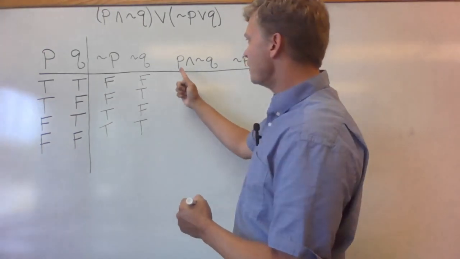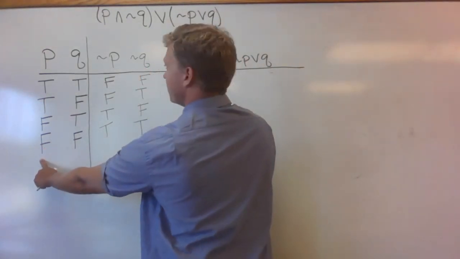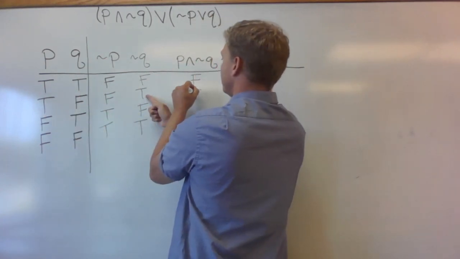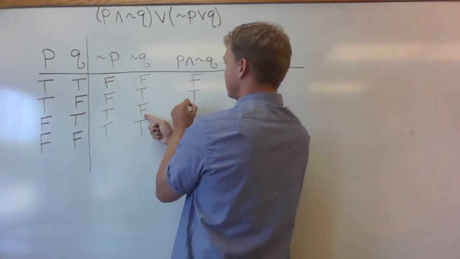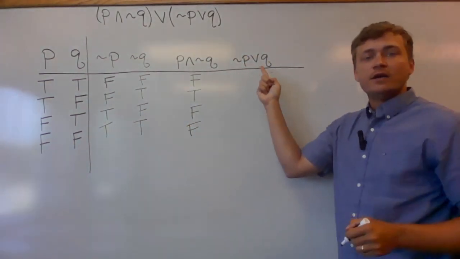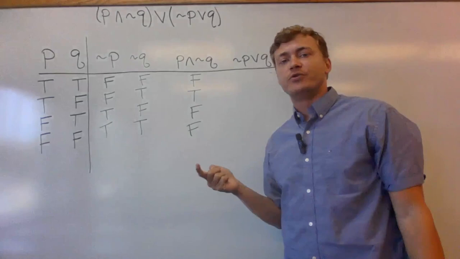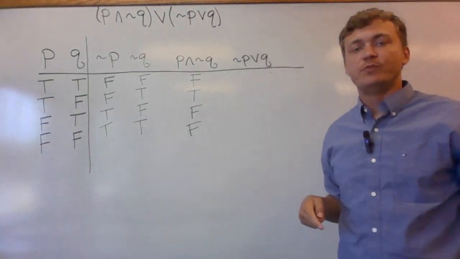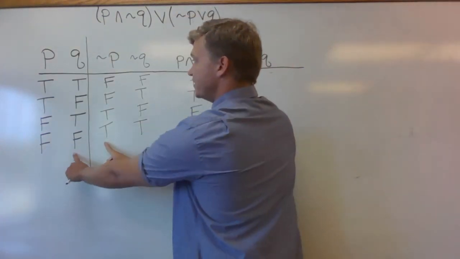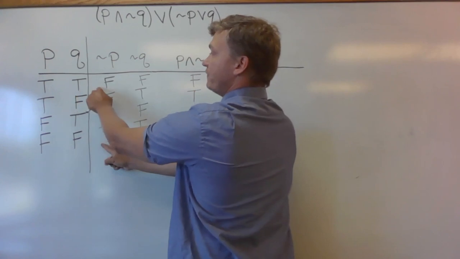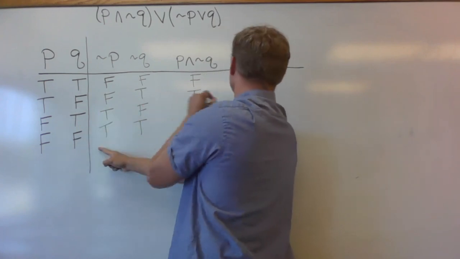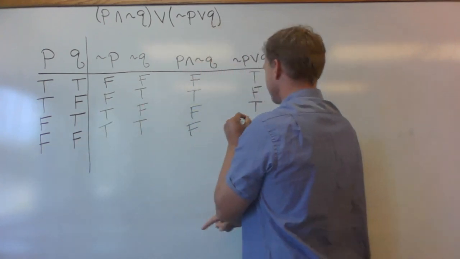Let's see what happens. P, not Q, so I'm using these two columns here. True, false is false. True, true is true. False, false is false. False, true is false. However, right, for the disjunction, the OR statement, majority of them will be true. As long as one of them has a true in it, then the disjunction will be true. Both have to be false for the disjunction to be false. Not P as well as Q. We're using these two in here, right, the two in the middle. True or false, true. False or false is false. True or true is true. False or true is true.